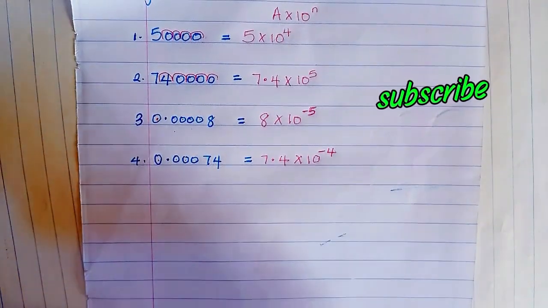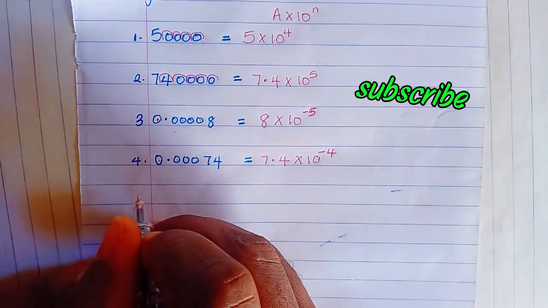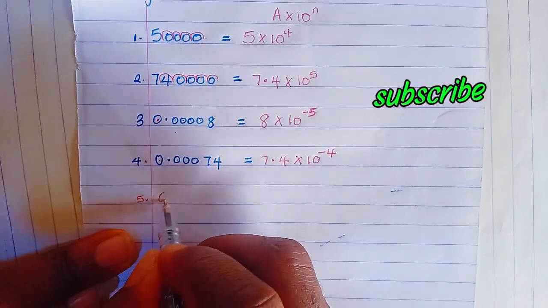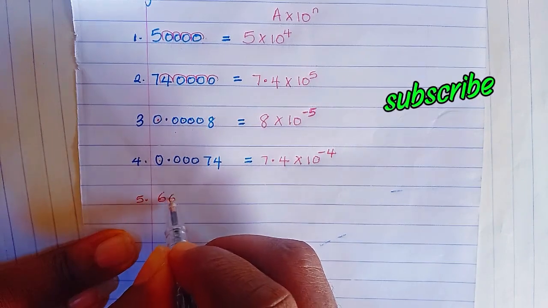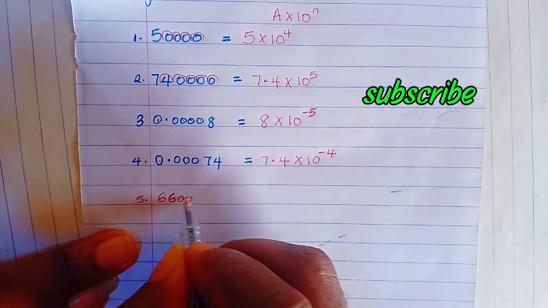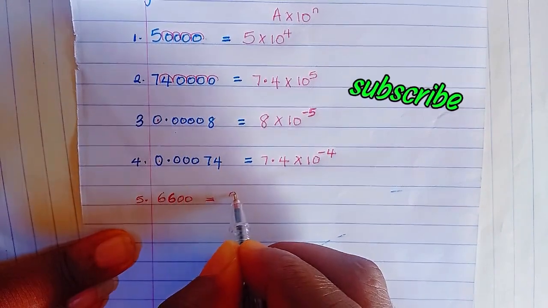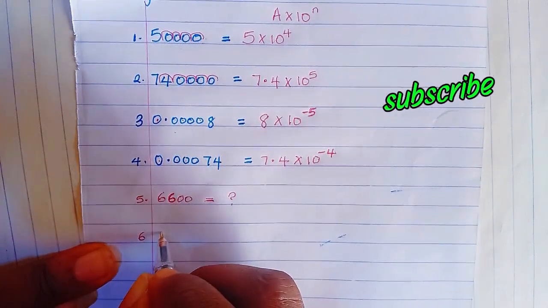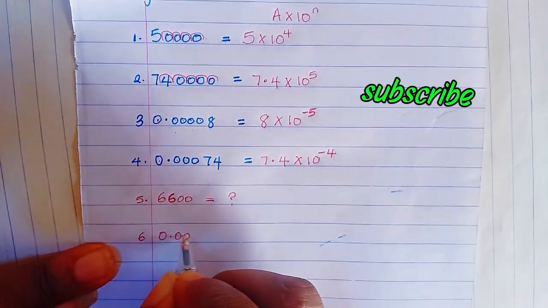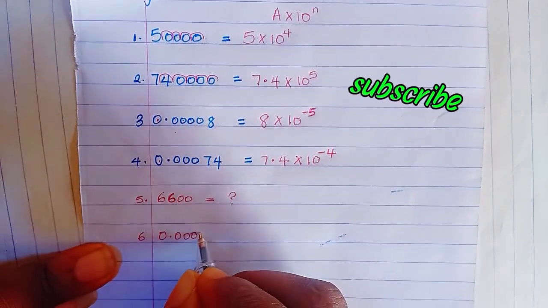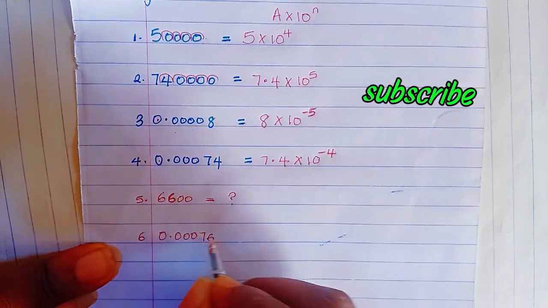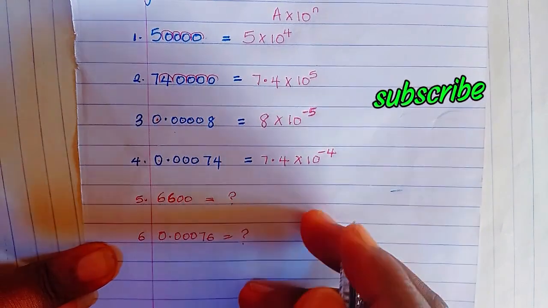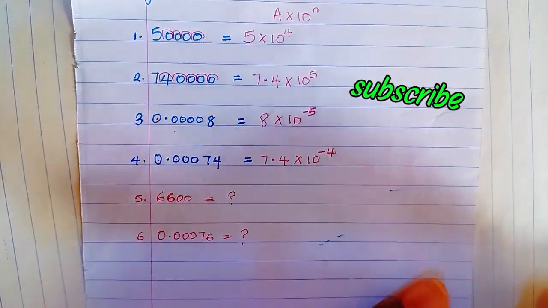Now, I want you to do this particular one. Do it and comment your answer. I want you to do number 5. Let's say 6,600. And also 0.00076. Do it and comment your answer, and I'm going to check if you get it right or wrong.